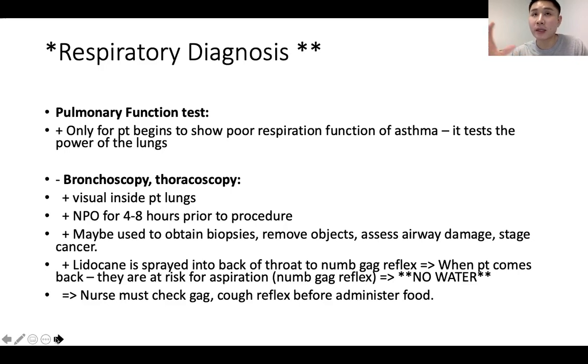Aspirate basically means that the food from the stomach, or the food that they eat, enters the trachea instead of entering the esophagus. And if the food is entering the trachea, it can cause airway obstruction. That is what aspirate means.